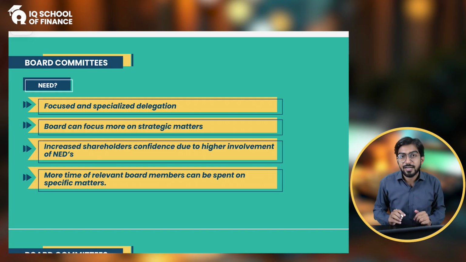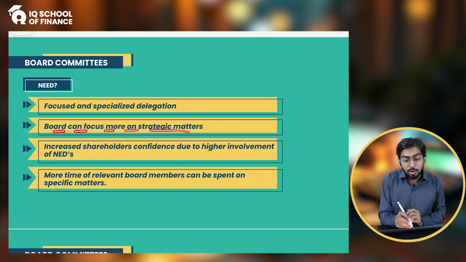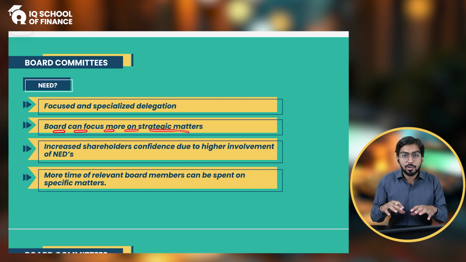So now let's read it. Focus and specialized delegation, because when you make the committees, you actually make a subgroup of the board of directors, and they are specialized and dedicated to the responsibilities and tasks on which they are specialized. The board can focus more on strategic matters. Now that those specific tasks are allocated, the board can focus on the strategic matters, the big issues, right?